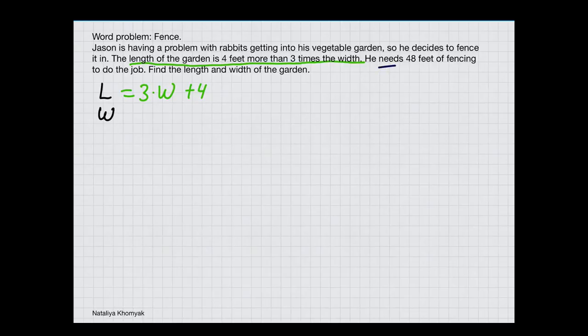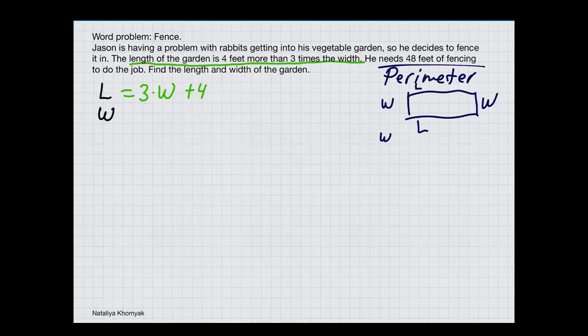We are told that he needs 48 feet of fencing, and fencing is a perimeter problem. So let's say this is my rectangle. In a rectangle, opposite sides are congruent. So if this is width, so will be this. And if this one is length, so will be this one. And to calculate perimeter, you just add all of the sides, so W plus L plus W plus L.